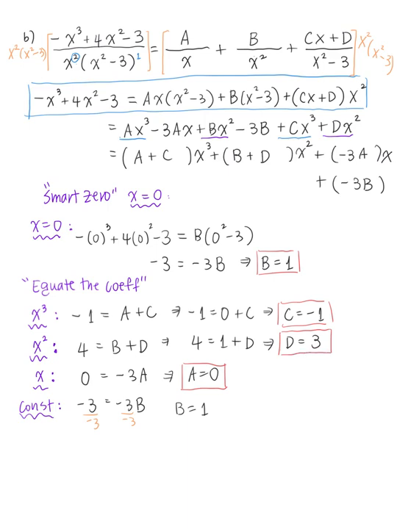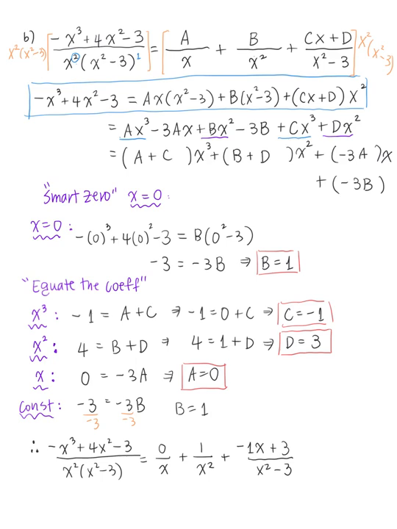I think so. Okay, so therefore we got ourselves an answer. So therefore, negative x cubed plus 4x squared minus 3, whole thing over x squared times x squared minus 3, is going to equal a over x, which is 0 over x, so this whole thing is going to become 0, and then plus b over x squared, so you're going to have 1 over x squared, and then plus cx plus d. So you're going to have negative 1x, sorry about that, negative 1x, and then plus d, which is 3, now whole thing over x squared minus 3.